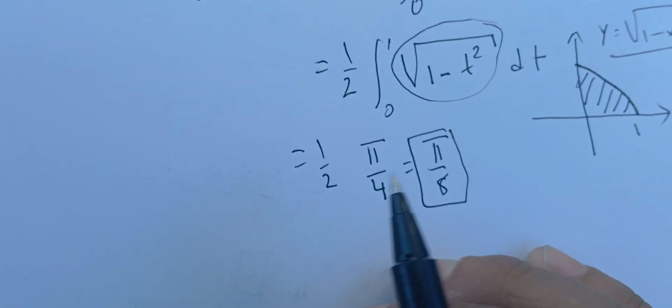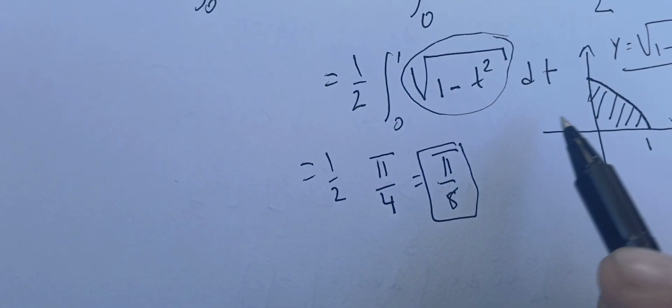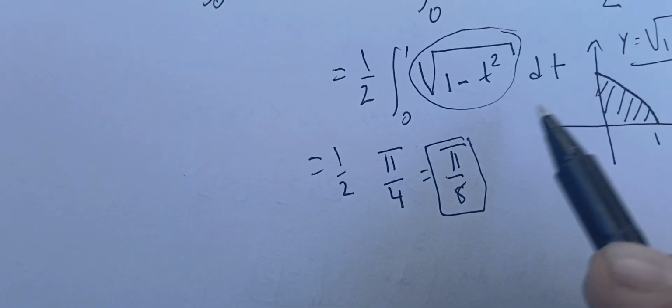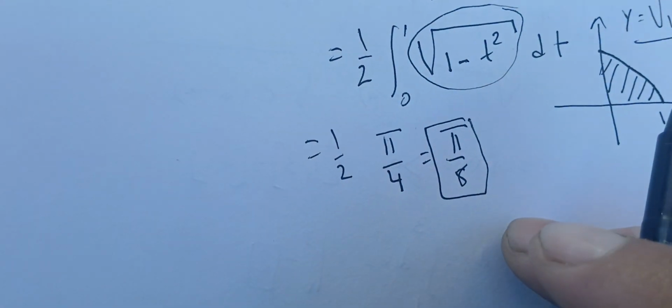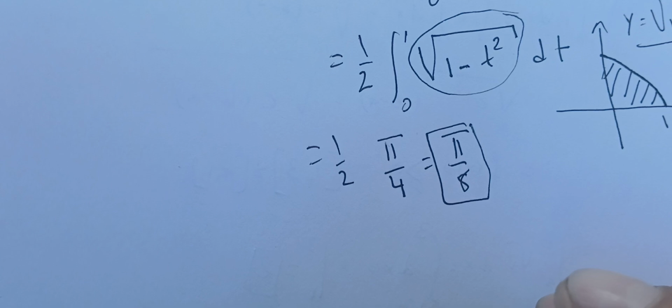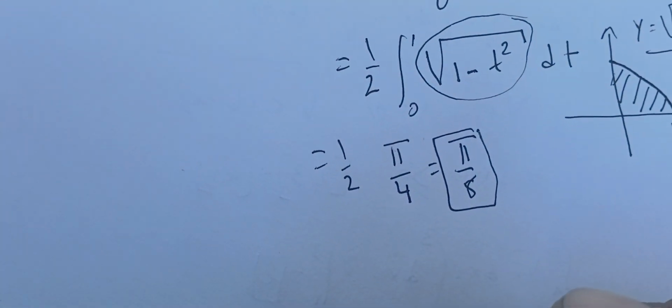The radius here is 1. That's why we have this pi over 4. Otherwise, we would have to add the radius squared over 4.